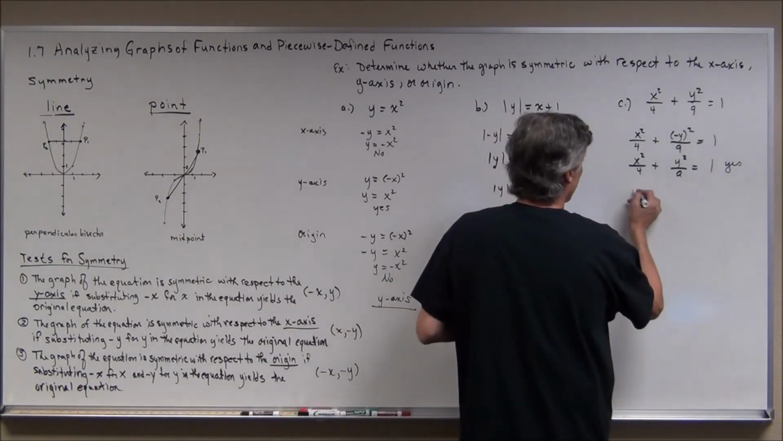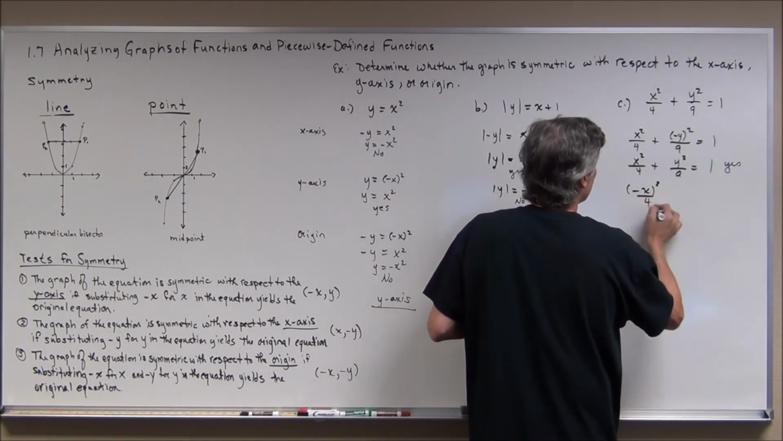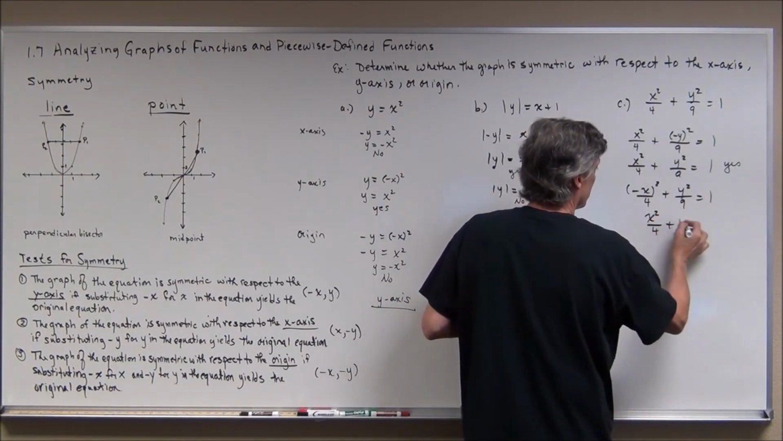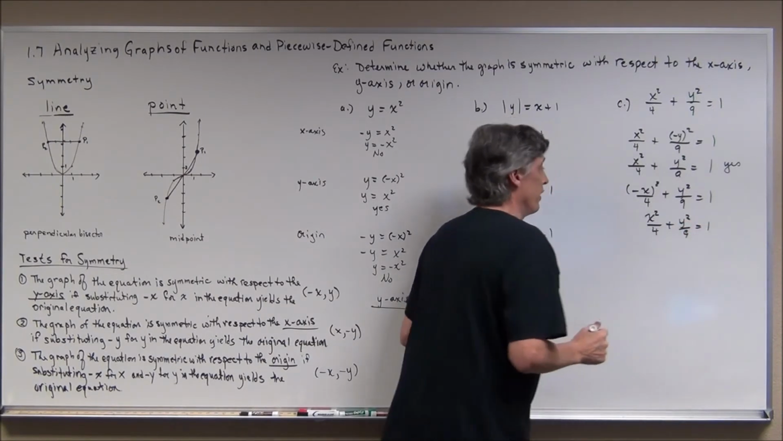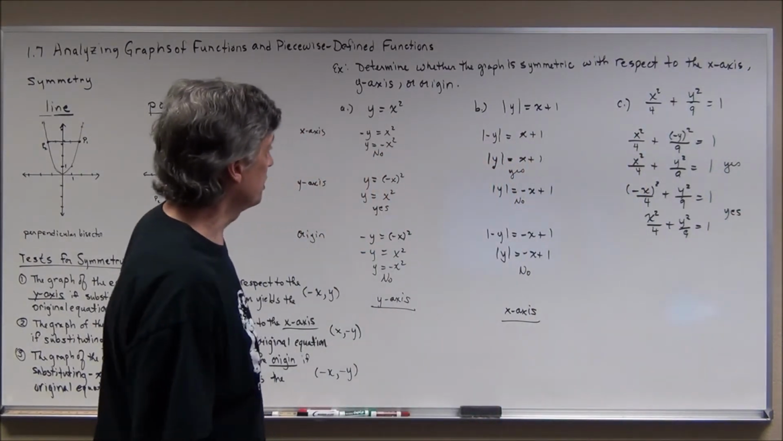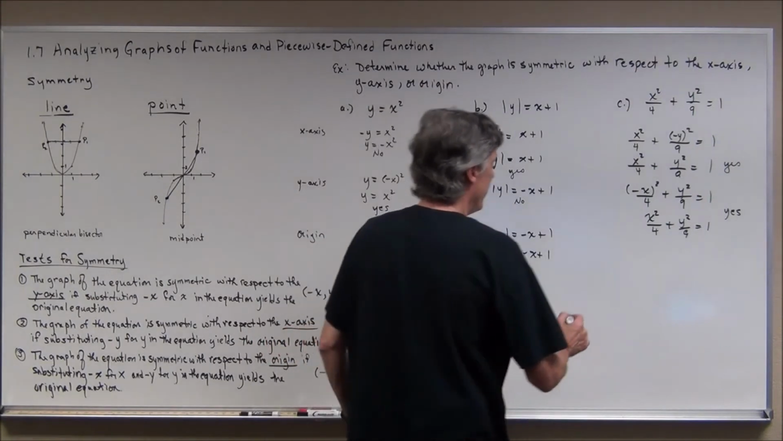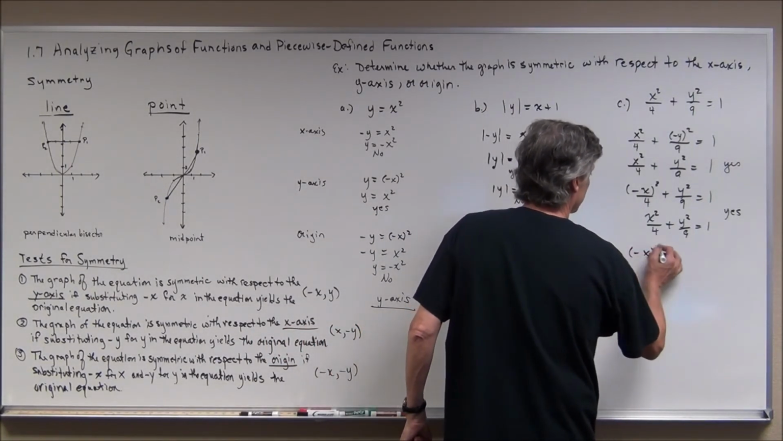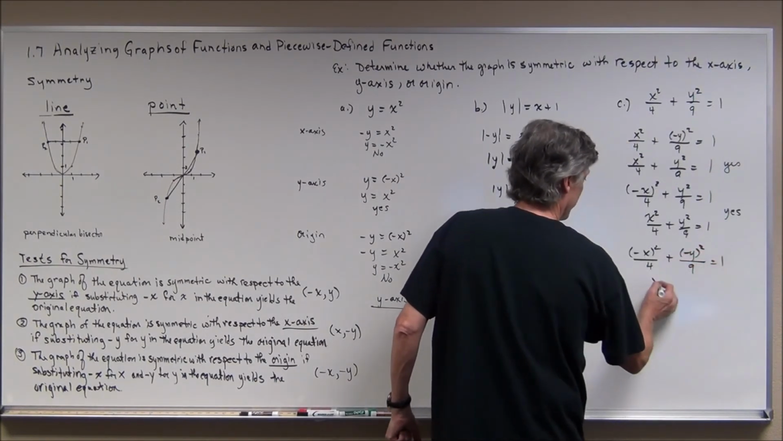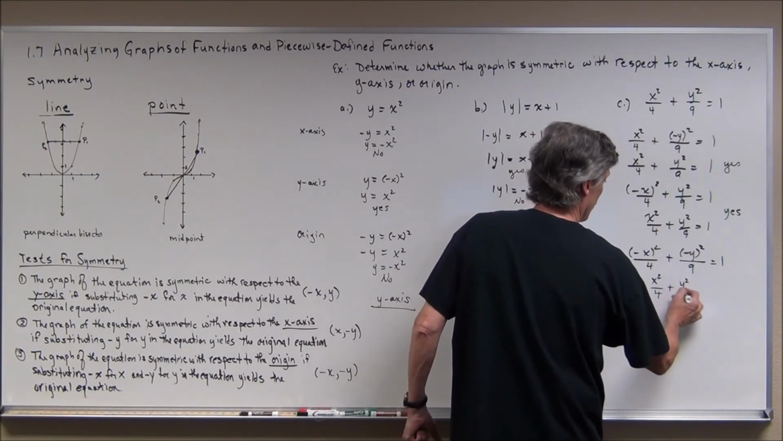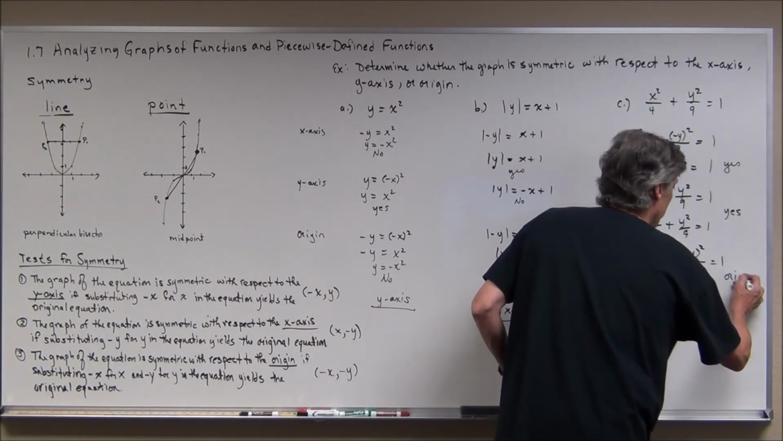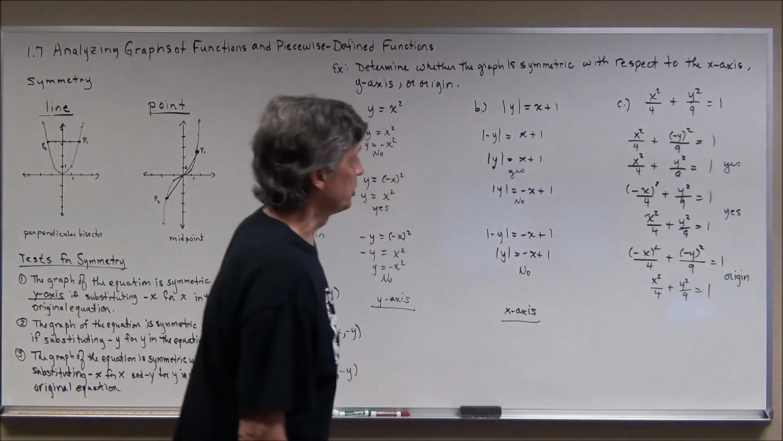Y-axis, I plug in the opposite of x in for x, and y in for y. And very similarly, I get right back to the original. So this is not only symmetric to the x-axis, this one is also symmetric to the y-axis. Okay, that means it's an even function. And now I'll check for the origin. And so I will plug in the opposite of x in for x, and the opposite of y in for y. And I have x squared over 4 plus y squared over 9 is equal to 1. And this is symmetric to the origin. You can't have symmetry to more than one thing here, and I have symmetry to the origin as well.